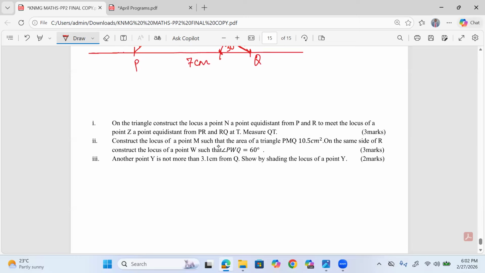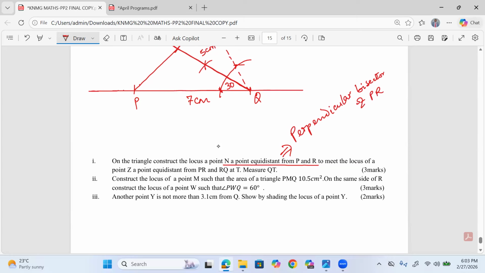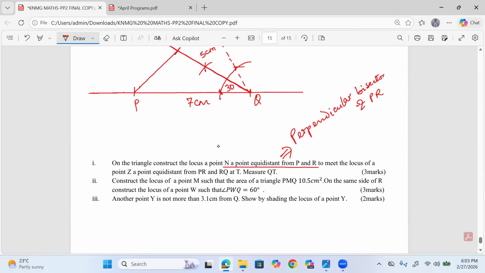A locus of N, these are points that are equidistant from two fixed points. Two fixed points, it means the perpendicular bisector of a line. Though I'll be discussing loci later, that is the perpendicular bisector of PR. There will be that line, that perpendicular bisector will contain all the points that are equidistant from P and also R.